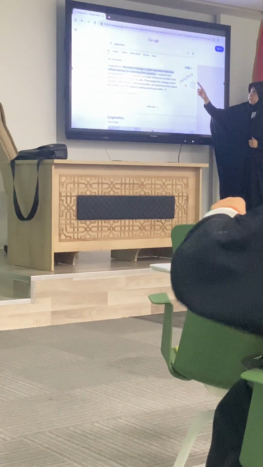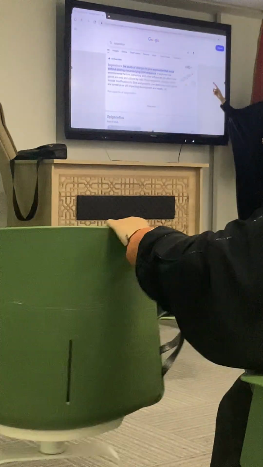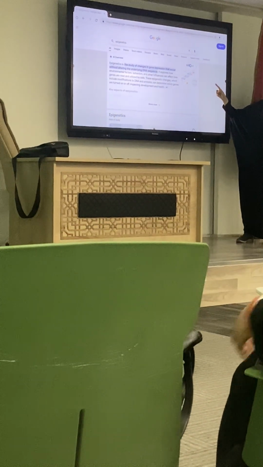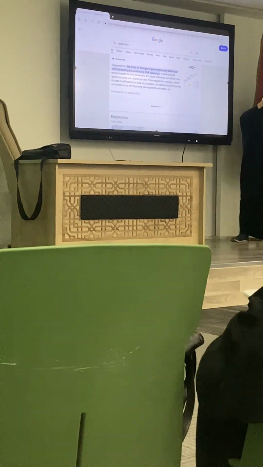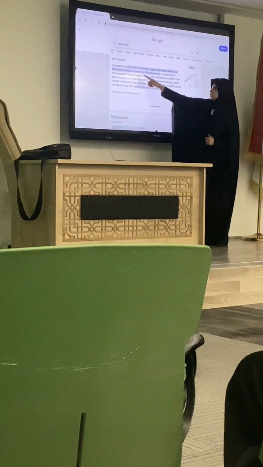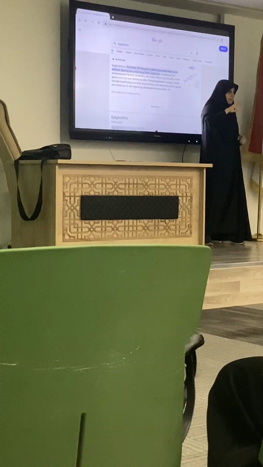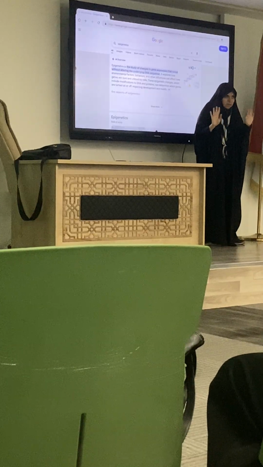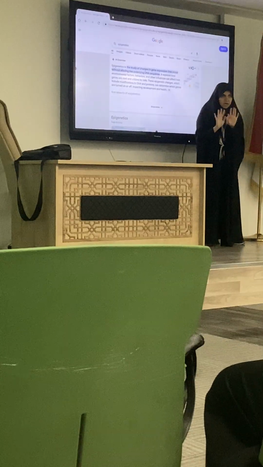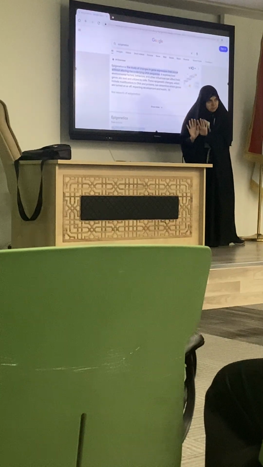Epigenetics is a study of changes in gene expression that occur without altering the underlying DNA sequence. Clear? The DNA sequence is the same, but expression changes. What is the cause? Epigenetic. Clear?